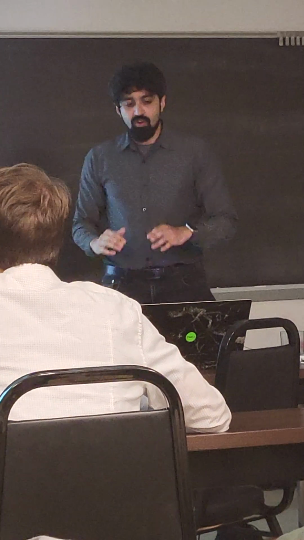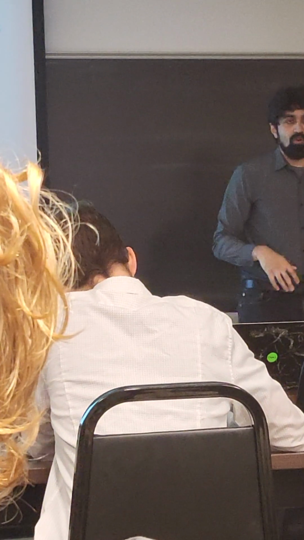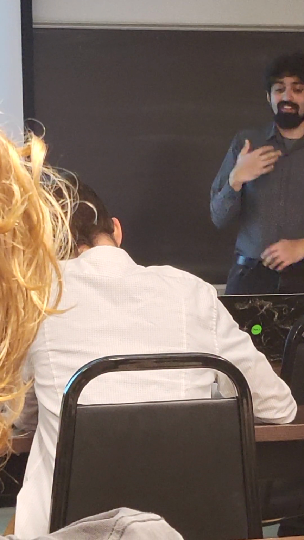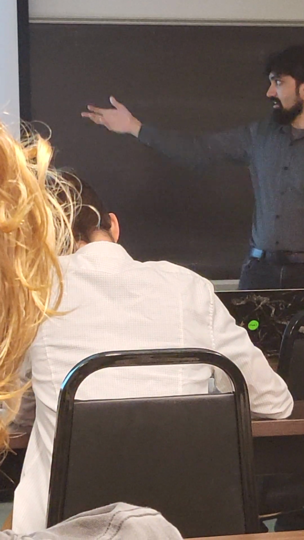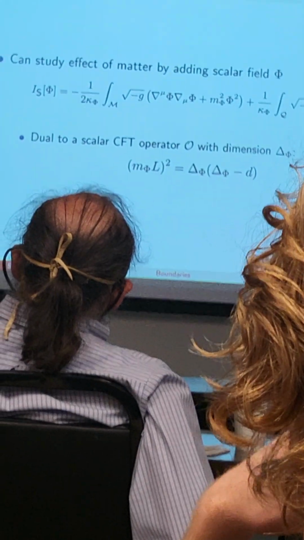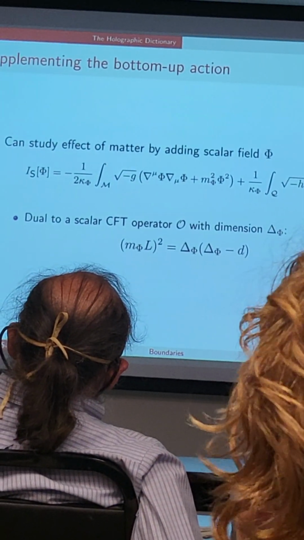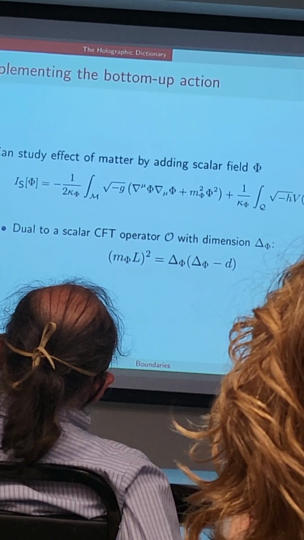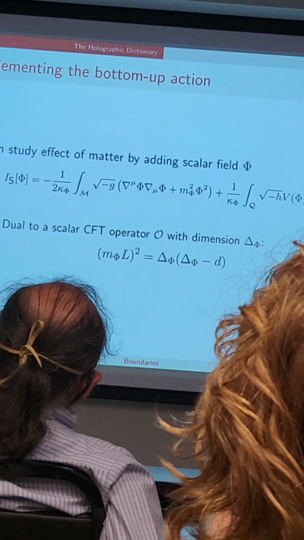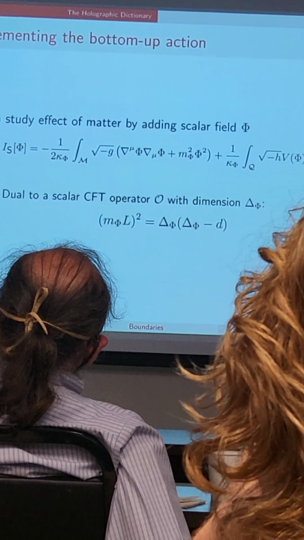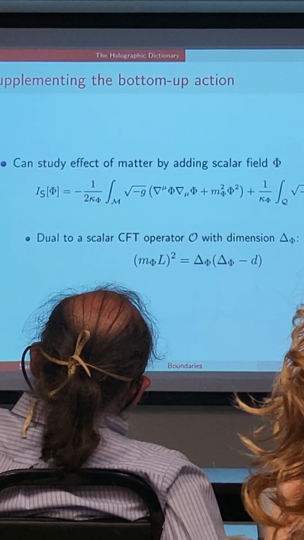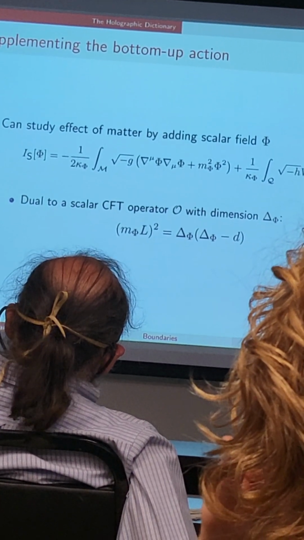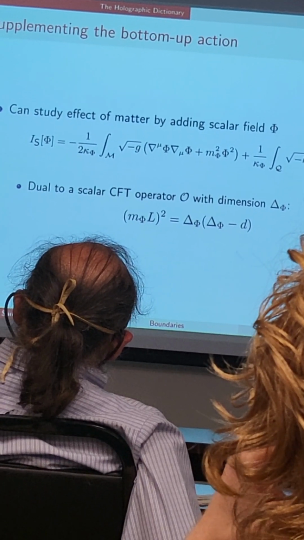And I can also supplement that action that I wrote before with some matter, either in the bulk or on the brane. So for example, I can add a scalar field. Like here I have a Klein-Gordon action, and I also have the scalar coupled to Q with some potential. The kappa_phi is just some coupling. And such a scalar field would be dual to some scalar operator O that has some conformal dimension delta_phi related to the mass of the scalar.